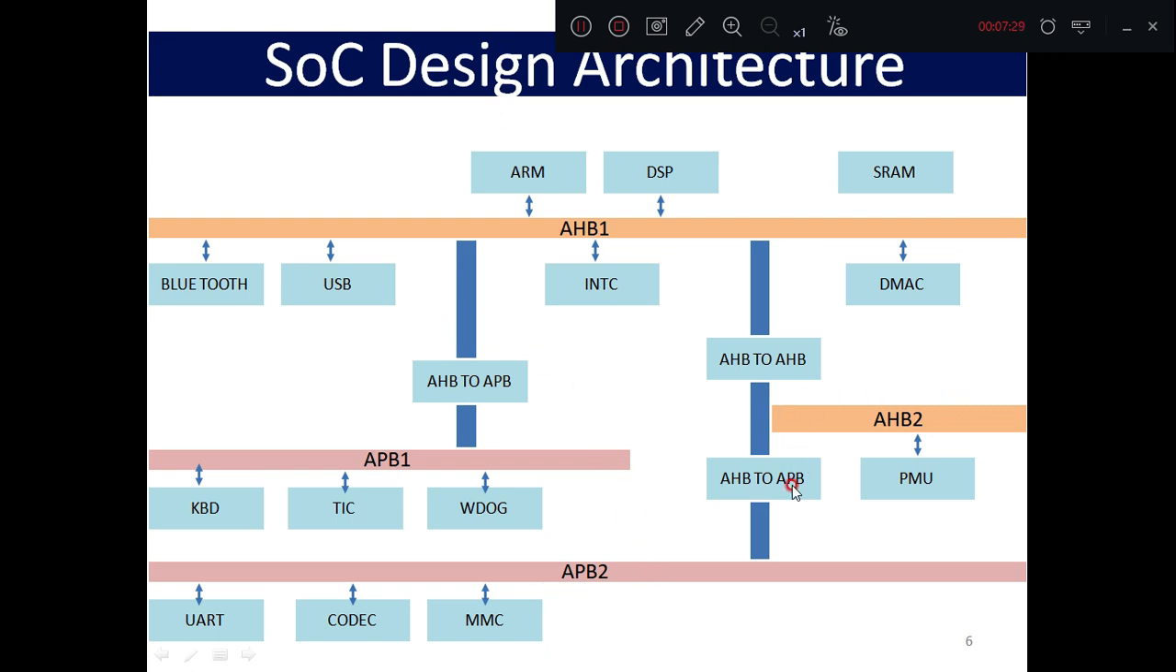Now, these bridge protocols are required when the protocol is changed, when the frequency is changed, or maybe when the data width is changed. So whenever there is a change between one interconnect level and another, a bridge is always required, which makes both the buses compatible.